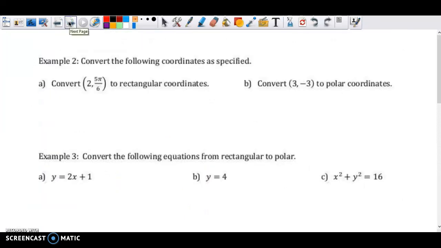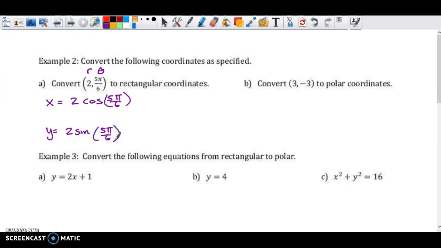All right, so let's look at some examples. First one, I've got an r and I've got a theta, and I want to find the rectangular coordinates. Well, we have these formulas where I can find x and y. X is 2 cosine 5 pi over 6. Y is 2 sine 5 pi over 6.